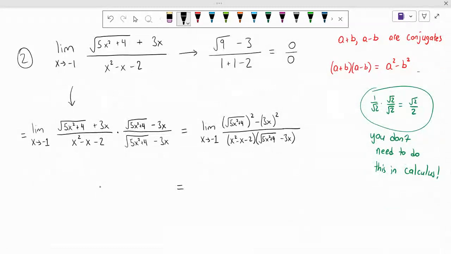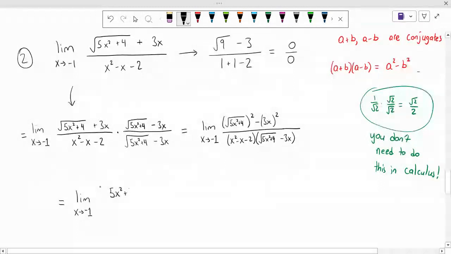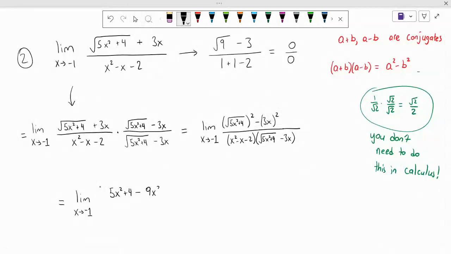So let's keep trying to simplify what we have. I guess I'll continue over here. Now in the numerator, you have a square root getting squared, so those are going to cancel each other out. So you're just going to get 5x squared plus 4, and then 3x all squared is going to be 9x squared altogether.